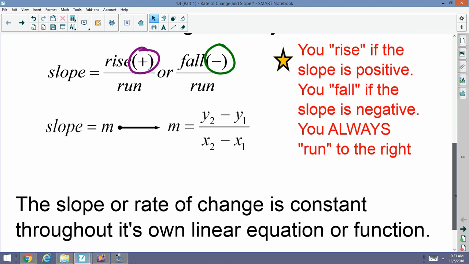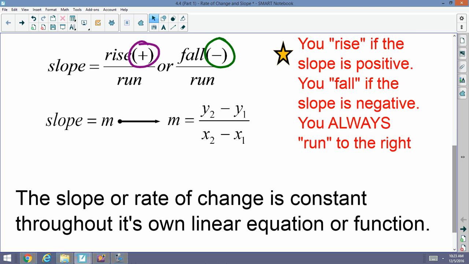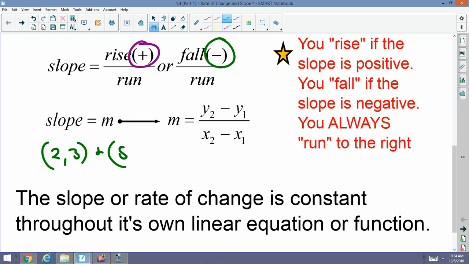It does not matter who you choose as x1 and y1 or x2 and y2. What you cannot do is mix and match. What am I talking about? If I tell you to find the slope of the line that goes through, let's say, 2, 3, and, I'm just making stuff up, 5, 8. This is x1, y1, because that's my first point. This is x2, y2, because that's my second point.